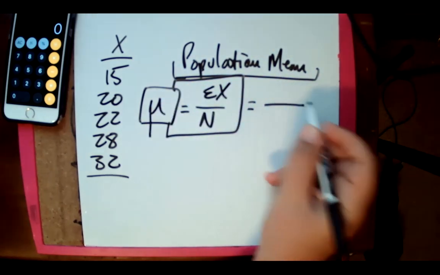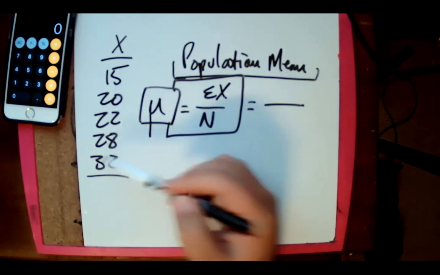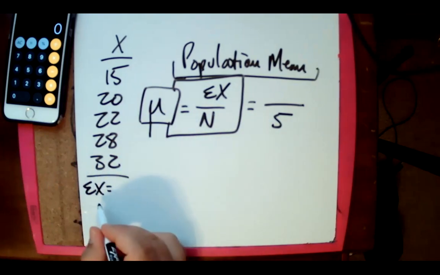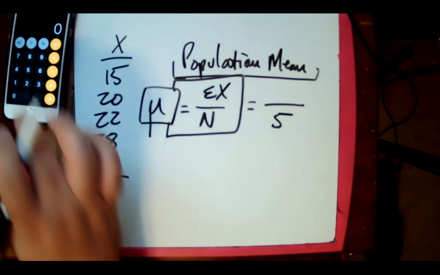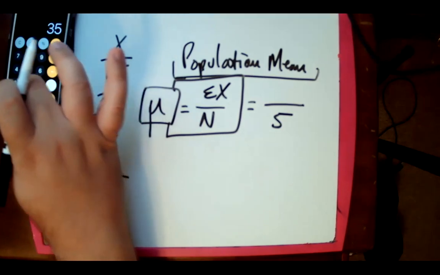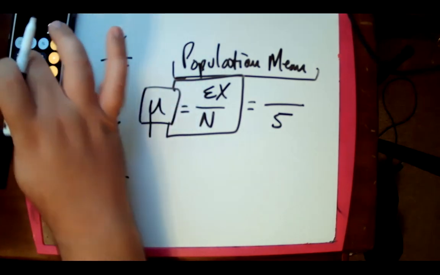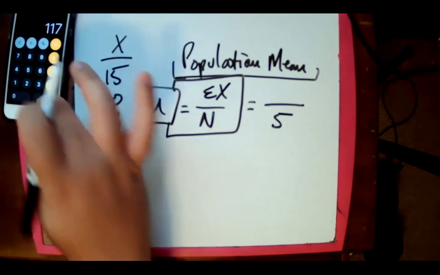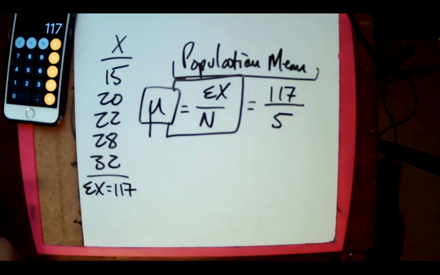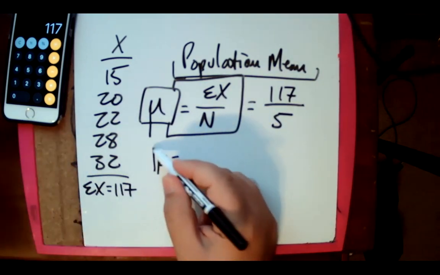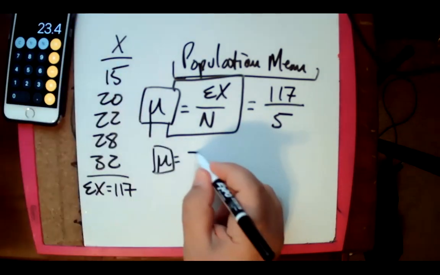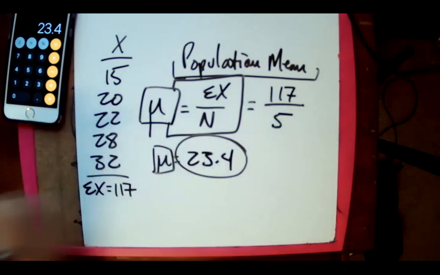So let's do first n. We have 1, 2, 3, 4, 5 scores. And now we want to get the sum of x. We're just going to add up all of these x values. Okay, 15 plus 20 plus 22 plus 28 plus 32 equals 117, right? So if we do 117 divided by 5, then that gives us 23.4. There you go. All there is to it, right?